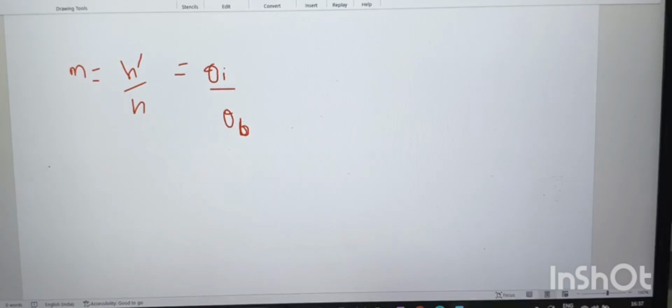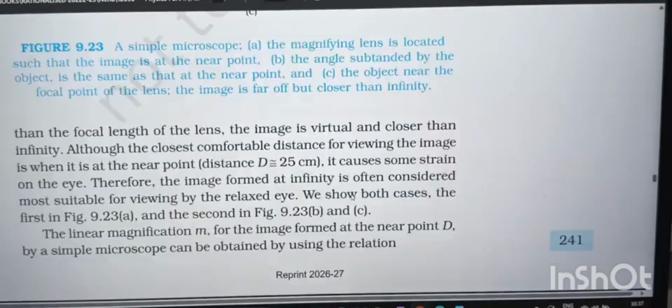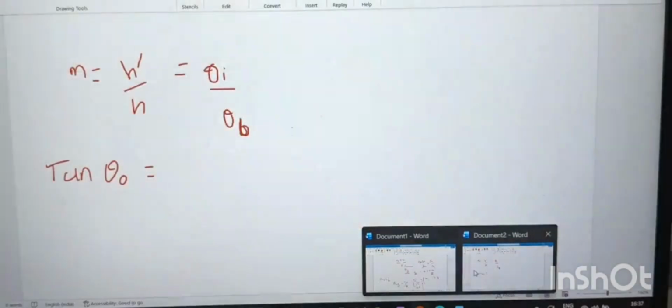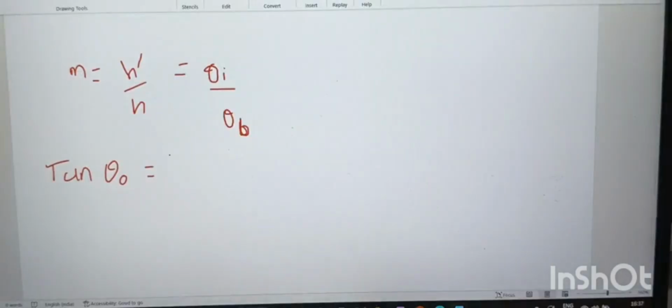Now let me take tan theta O in case of the object. Refer to this image over here. What is tan theta? Opposite by adjacent. So it is going to be h upon d. You can think of it as h upon negative v also, because it's about the image distance.